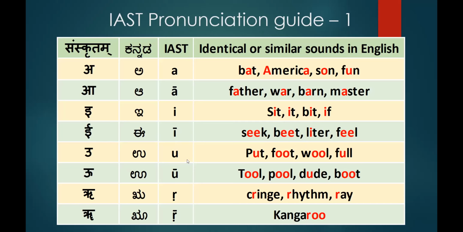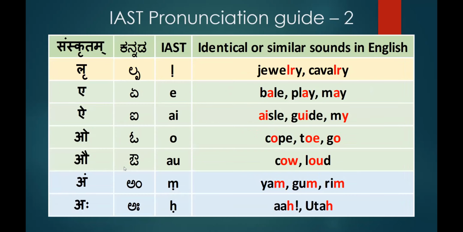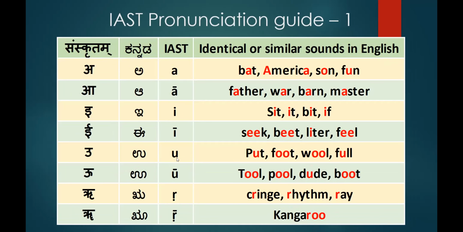Next, U, it is represented by U. If you look at these words: put, foot, wool, full, U is the sound there. So next we go to ooh. It is represented by U with the bar above, like in tool, pool, dude, boot. Ooh is the sound that is coming. Next, ru. Ru is represented by R with a dot below. You can look at the word rhythm. R, rhythm. So that ru is the one that you need to focus on.